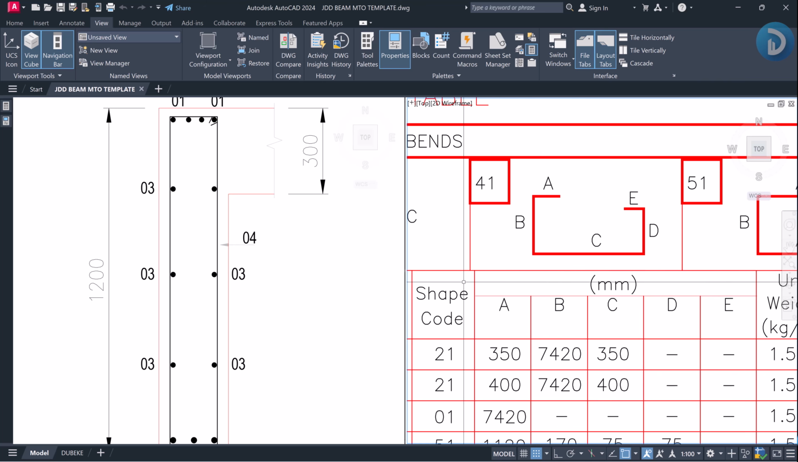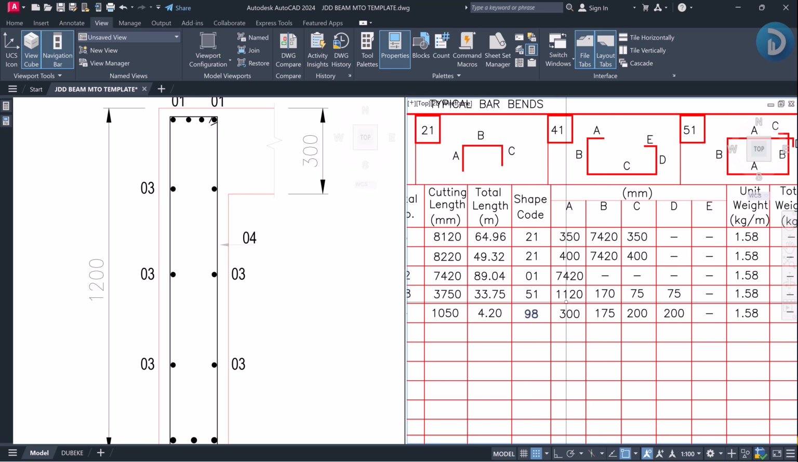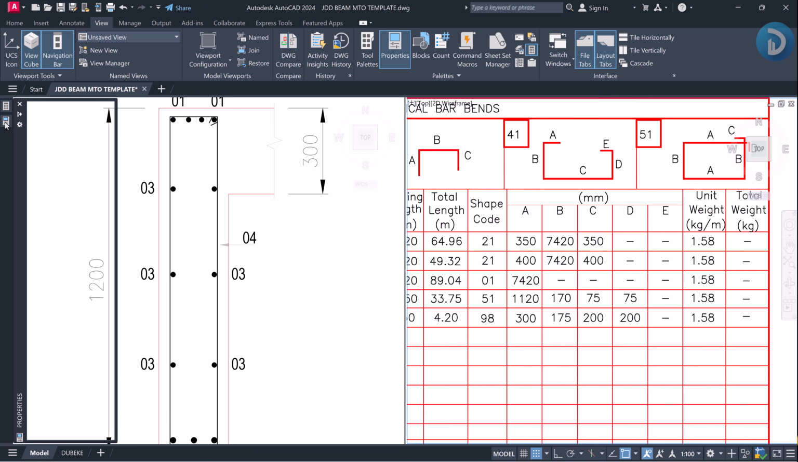So to get the cut length of this reinforcement, we have to sum all these numbers together. But in this case, do not forget that we have A repeating twice, and we also have our B repeating twice. So do not make the mistake of just adding them once. Ensure you multiply this by 2 and this by 2, so you can get the accurate cut length of your reinforcement. So we'll come down to the calculator.